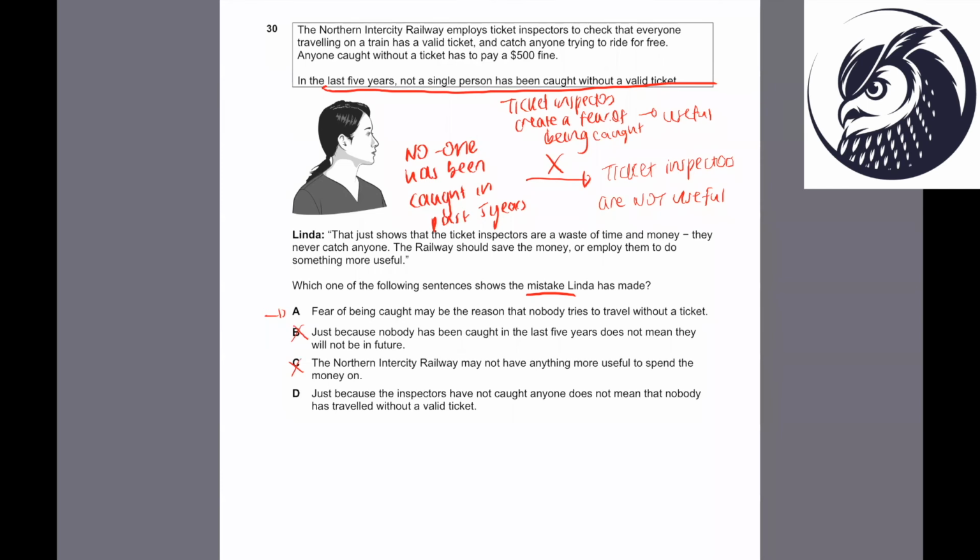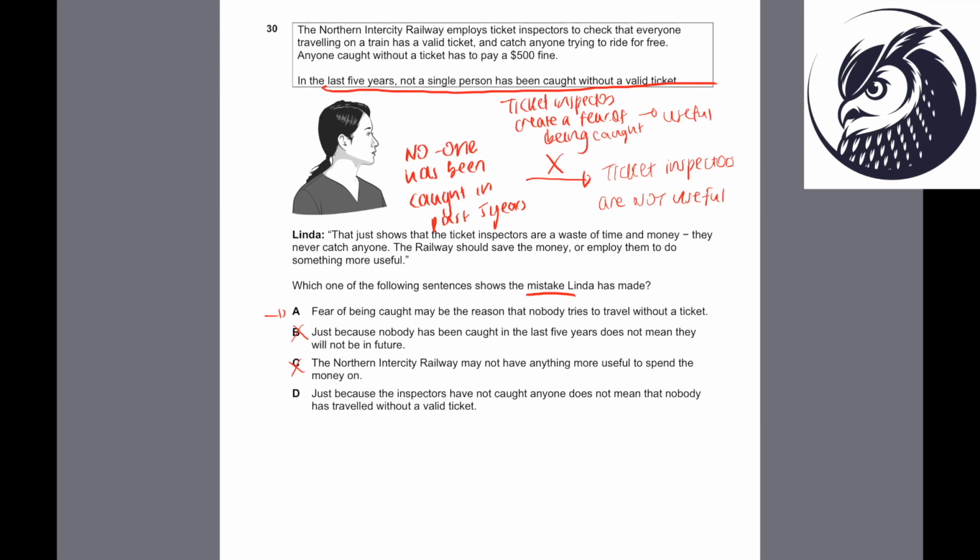And then you have D, just because the inspectors have not caught anyone does not mean that nobody has traveled without a valid ticket. Again, this answer option is purely telling us that there is a chance that somebody has slipped through the gates of a ticket inspector. And therefore, it's actually contradicting Linda's statement.